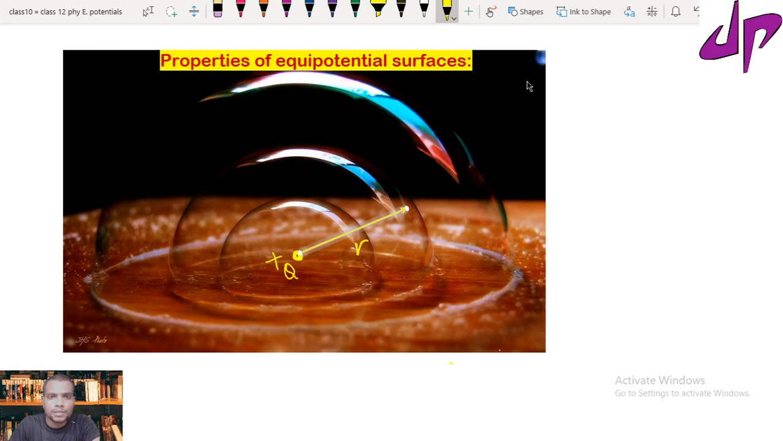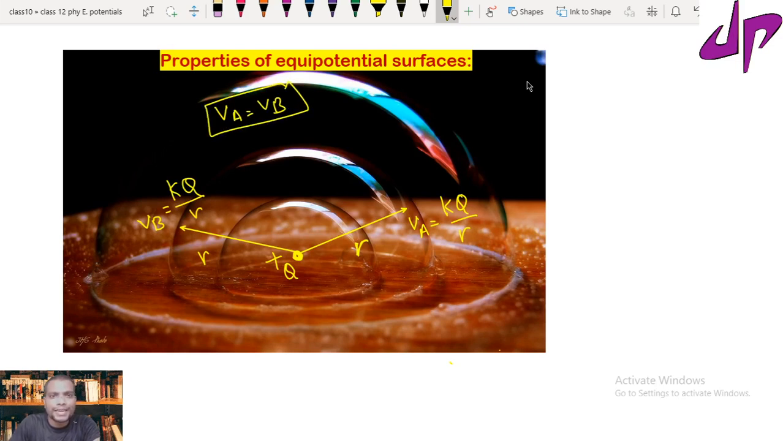this is at a distance r, so the potential at that point can be written as kq upon r. Similarly, on the same surface at another point, which is also at a distance r, the potential at point B is also k capital Q upon r. Therefore potential at A equals potential at B.